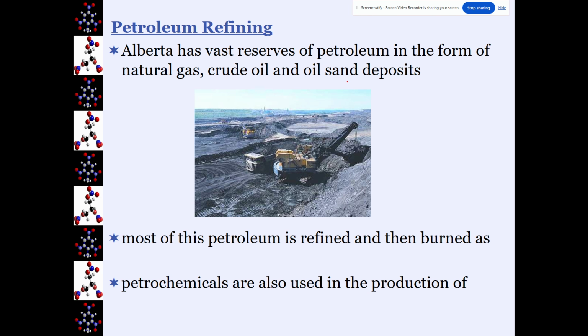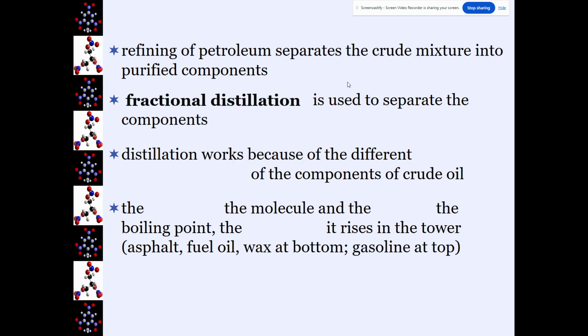especially living in Fort McMurray where we live, this is something that you should maybe already be familiar with. So a lot of petroleum is refined and then burned as fuel. Some is also used in the production of plastics. There are a few different processes that are involved in refining. One of them can be something called fractional distillation.